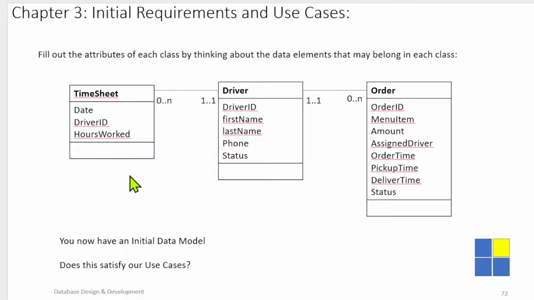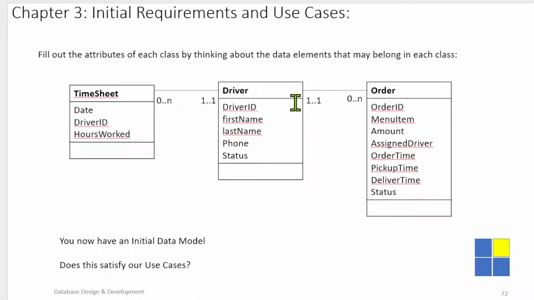Let's put in just some attributes for fun. Timesheet, we'd have the date, driver ID, hours worked. There can only be one driver and a driver can only have one ID, so one of one. If you're a driver, you're not going to be in the database twice. And you could have 0 to many across the timesheet, because maybe you're a driver and you never worked a day. You just got hired. Or every day you work, you're going to have a timesheet entry.